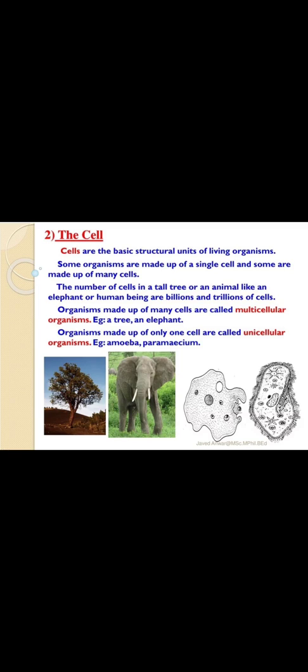The number of cells in a tall tree or an animal like an elephant or a human being is in billions and trillions. So we can say there are billions or trillions of cells in these bodies. Organisms which are made up of many cells are called multicellular organisms, for example a tree or an elephant. And organisms which are made up of only one cell are called unicellular organisms, for example amoeba and paramecium.